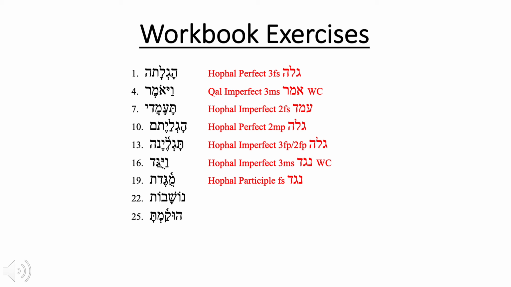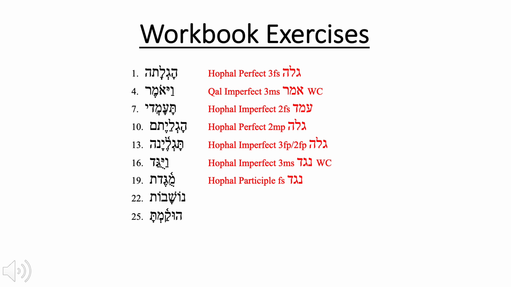What about number 19? Number 19 is clearly a participle because of the mem. We have a mem with a U class vowel, so we know this is a hafal. We know that it's feminine singular because of the tav at the end of the root. Again, the nun has assimilated as a dagesh into the gimel.